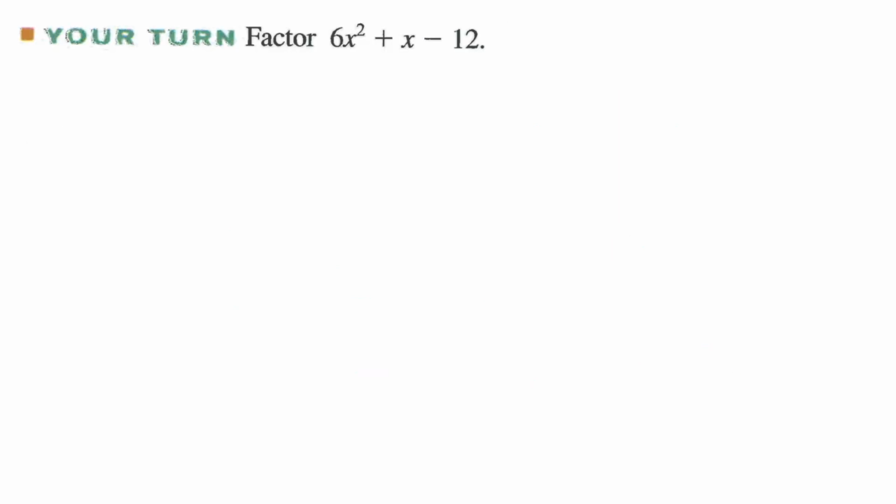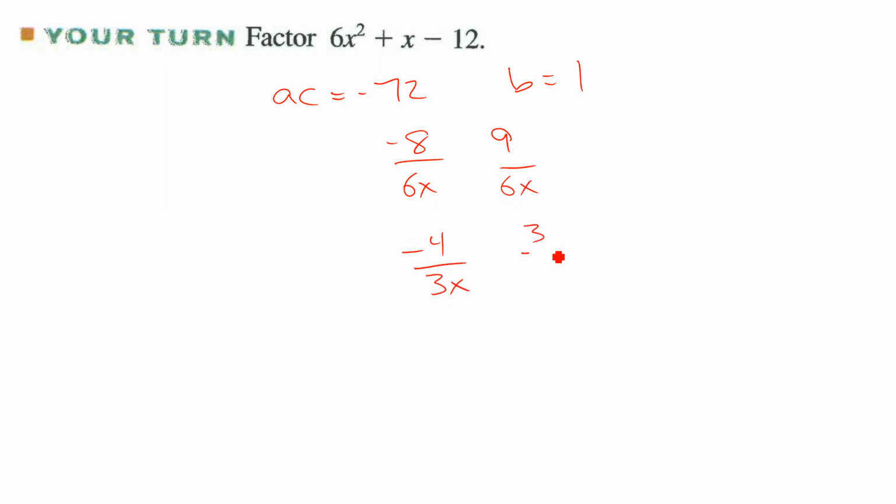Okay, give it a shot. AC is negative 72, B is 1. Okay, about 8 and 9, and the 8 will be negative. And so on this one, let's put a 6x underneath. And we reduce negative 4 over 3x and 3 over 2x. And so we have 3x minus 4. We have 2x plus 3.